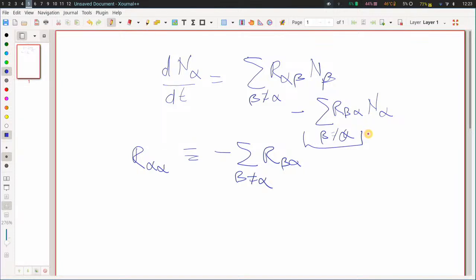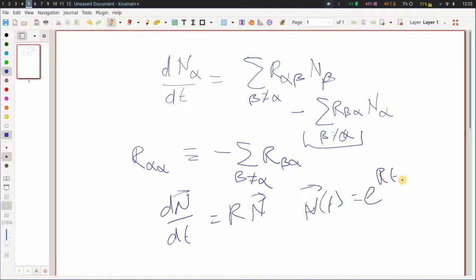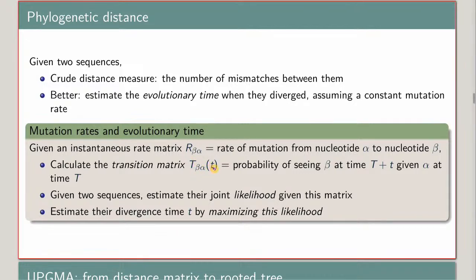With that definition, you can write this as dN by dt is equal to R times N, where R is the rate matrix. I'll write N as a vector and R as a matrix. And the solution for this is N of T, the exponential of this matrix R alpha beta is the transition matrix T beta alpha of time.